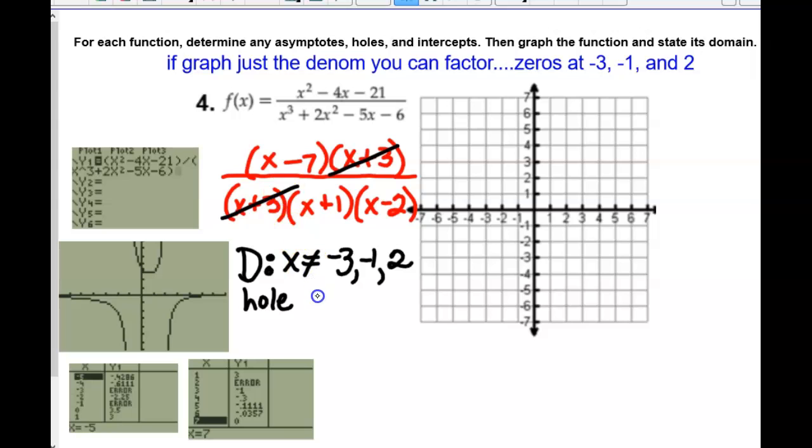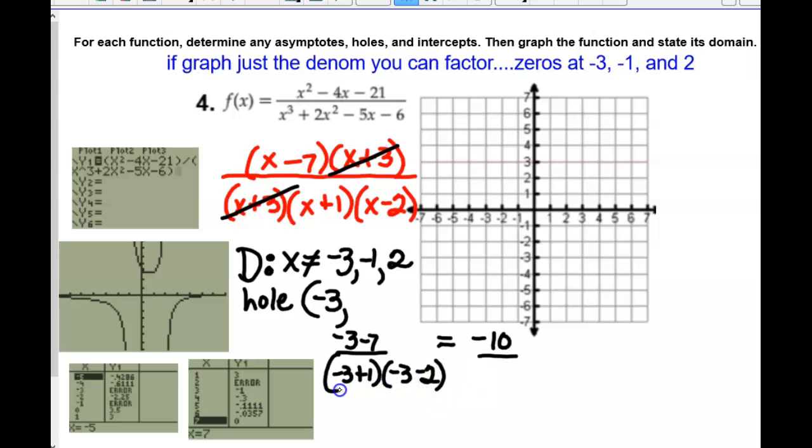Where was the hole at? Negative 3. And then how do you find the rest of the ordered pair for the hole? You plug negative 3 back in here. So we get negative 3 minus 7 over negative 3 plus 1 times negative 3 minus 2. Lovely. I'm getting negative 10 over negative 2 times negative 5, positive 10, anybody? Right? Okay, so we get negative 1. So at negative 3, negative 1, there is a nice big hole in my graph.